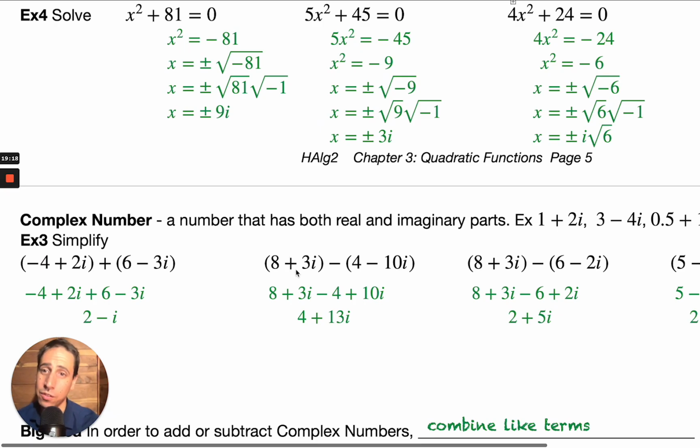If you're going to take these two numbers and subtract them, this number minus this number, well, you can combine the like terms. The real terms combine to 4. The imaginary terms combine to 13i. And the final number is 4 plus 13i.